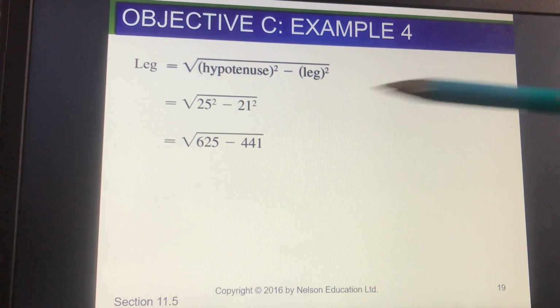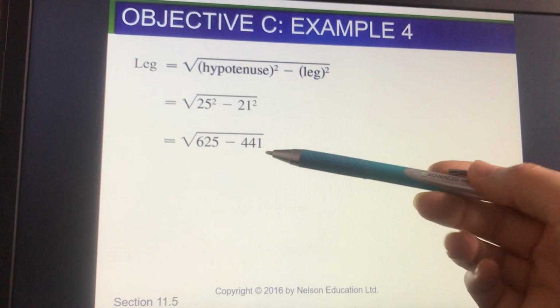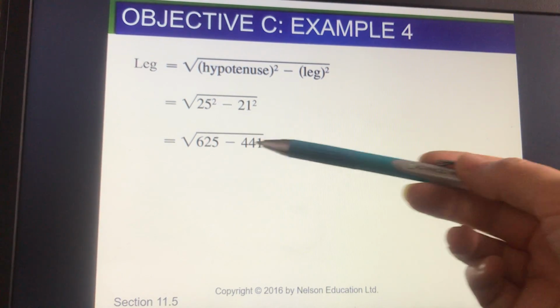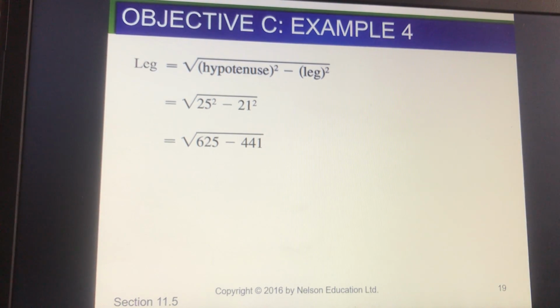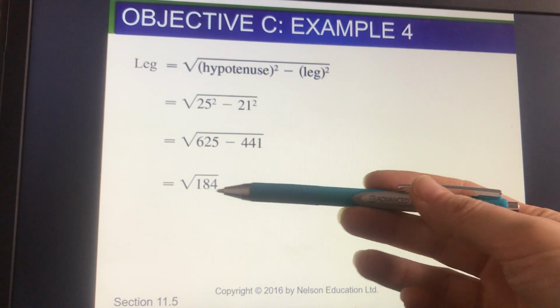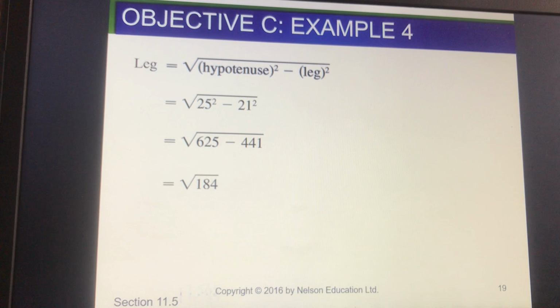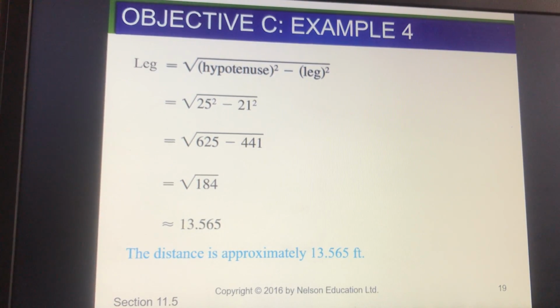25 to the power of 2 is 625. 21 to the power of 2 is 441. Subtract them from one another. Whatever we got, then eventually we have to find a square root. So we get 184. Square root of 184, 13.565 feet. So the base of the ladder and the base of the building are 13 and a half feet apart.